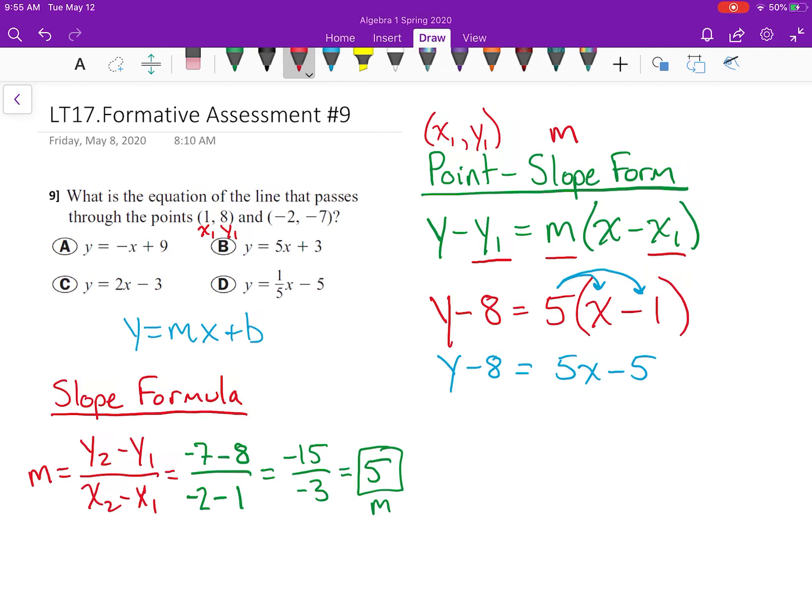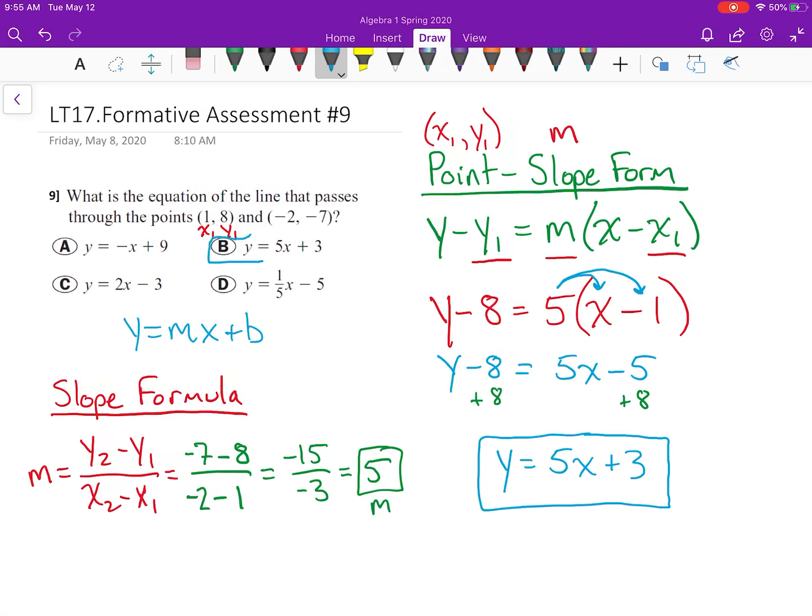Now I just need to isolate the y. So I just need to add 8 to each side, which will leave me with y equals 5x. Let's see, -5 plus 8, I believe that's +3. And so my equation in slope-intercept form should be y equals 5x plus 3. And when I come up here, that looks like choice B.